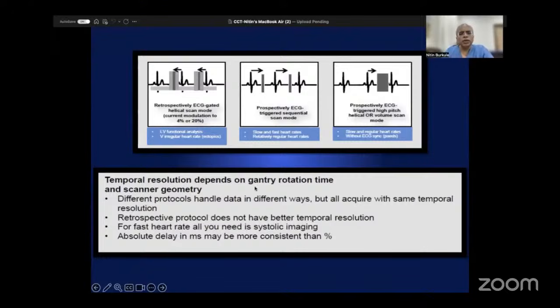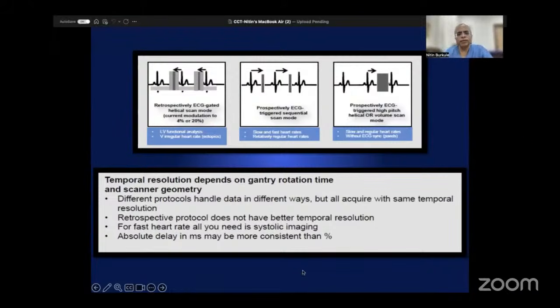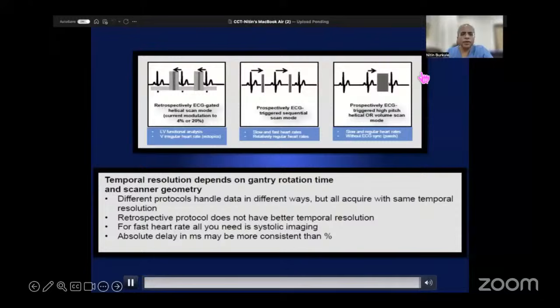So the temporal resolution depends upon the gantry rotation time. It does not depend upon what protocol you use. So remember, the limitation of your temporal resolution is only the gantry rotation and not the type of scanning you are using, whether it is prospective, retrospective, whichever way you are doing.